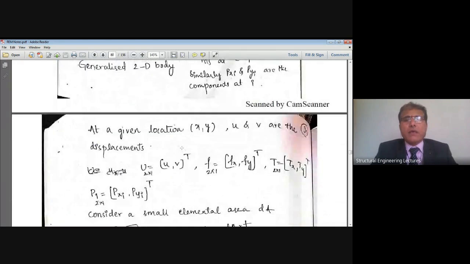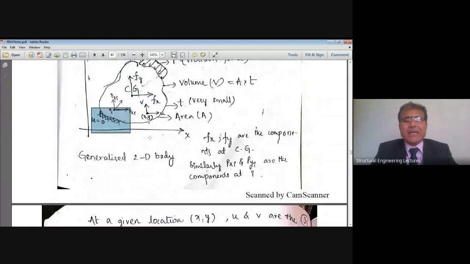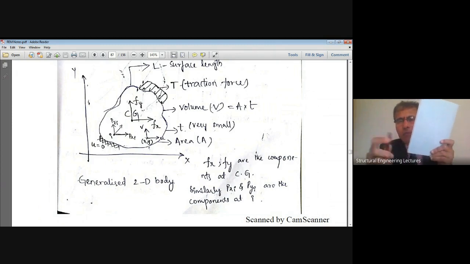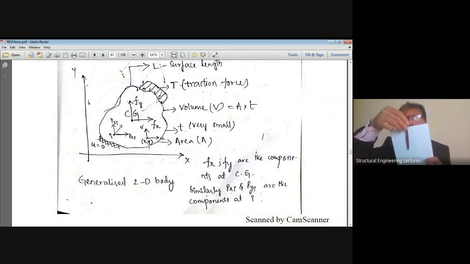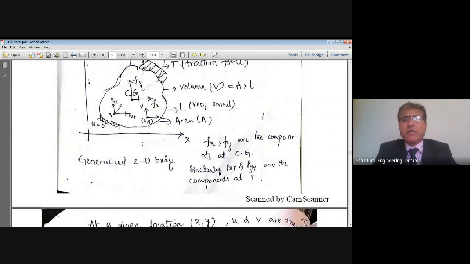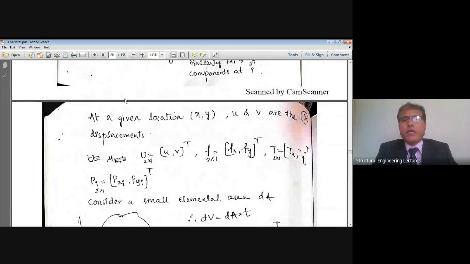Then now I'll consider a point within this continuum, point P, whose coordinates in the Cartesian coordinate system are given by x and y, small x, small y. Then that point can displace in the x direction by an amount of u, and in the y direction by an amount of v, respectively. That is how the displacements in the Cartesian coordinate directions of the point P are given.